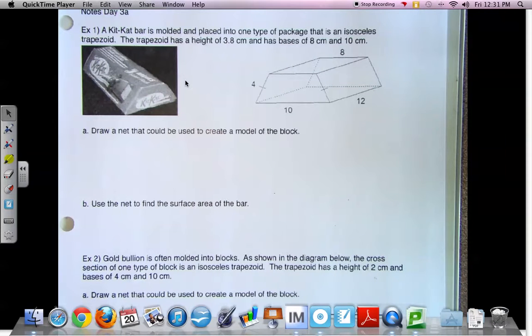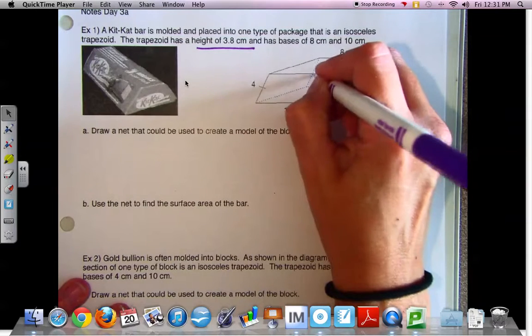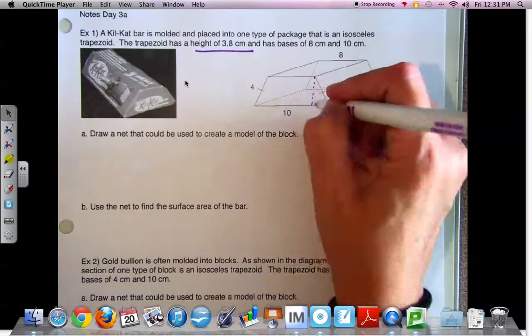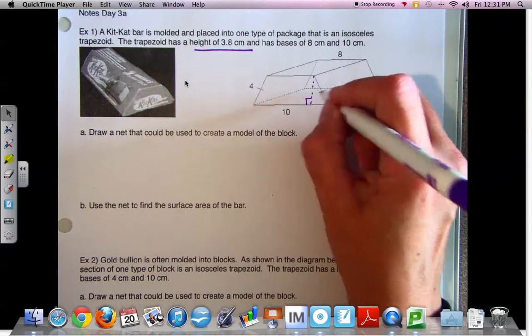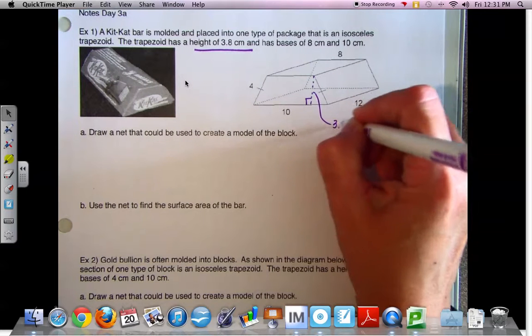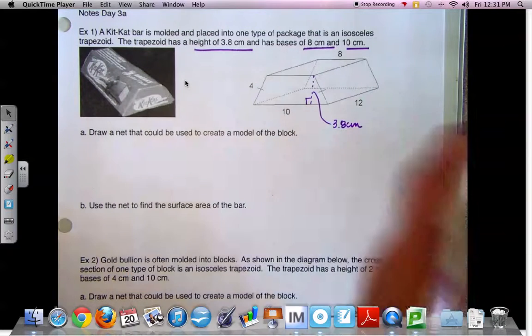All right, so our trapezoid has what for a height? 3.8. So let's label that with a little dotted line and indicate our right angle, and write that this is 3.8 centimeters. And base 1 is equal to what value? 8. Base 2 would then be what? So we have bases of 8 and 10.